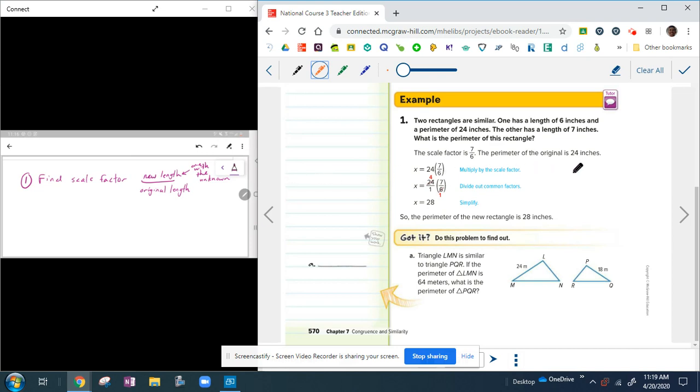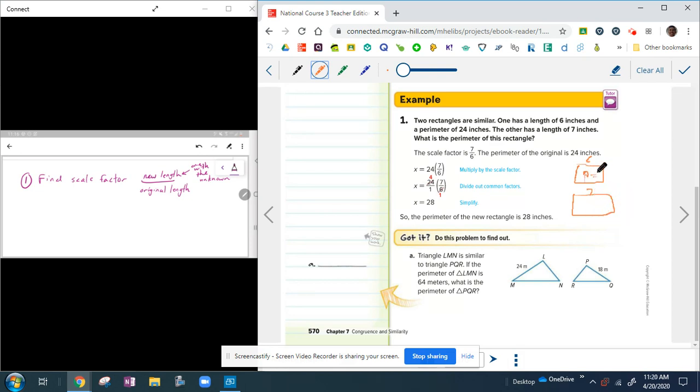It might help to draw a quick picture of a length of 6, and then have a little bit bigger one with a length of 7. All right, and then we can get our perimeter.